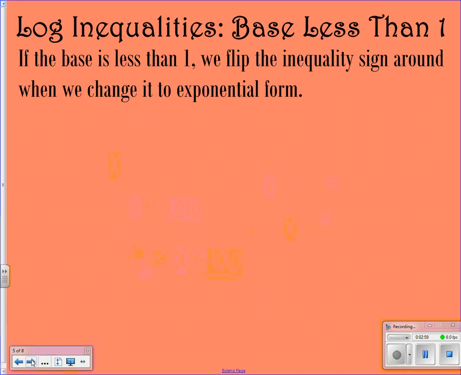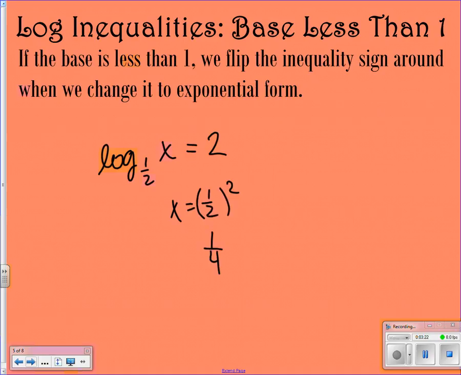Now, if your base is less than 1, you have to flip the inequality sign around when we change it to exponential form. Okay? And the reason, if our base is a 1/2, and we square that, this new number is 1/4, which is smaller than 1/2. Whenever you square a number that is less than 1 but greater than 0, you're always going to end up with a smaller number than what you started with. Okay? So when you have a base that is less than 1, you have to flip your inequality sign.